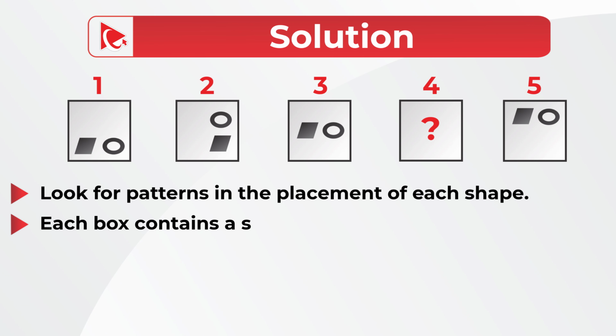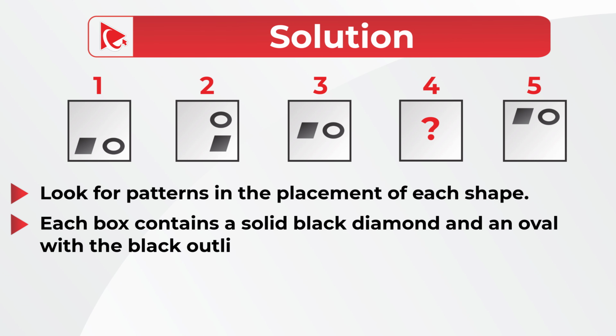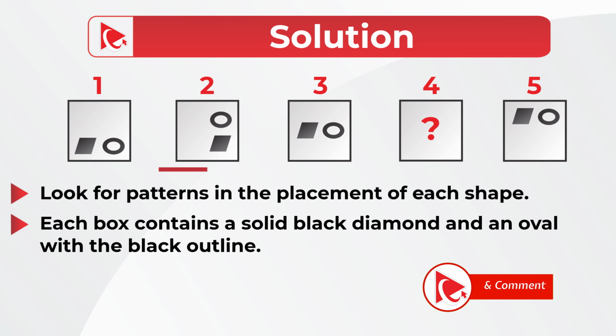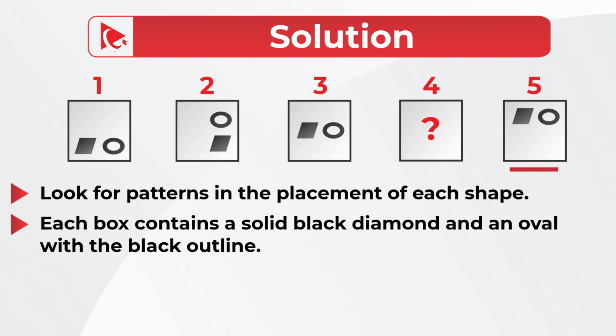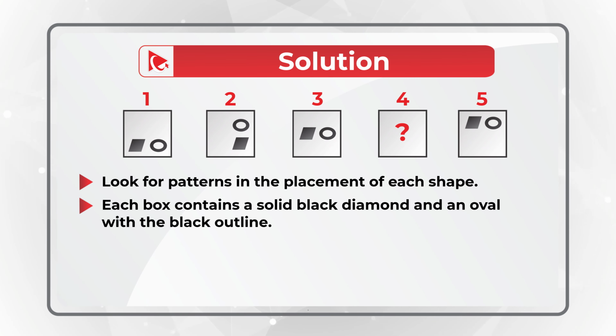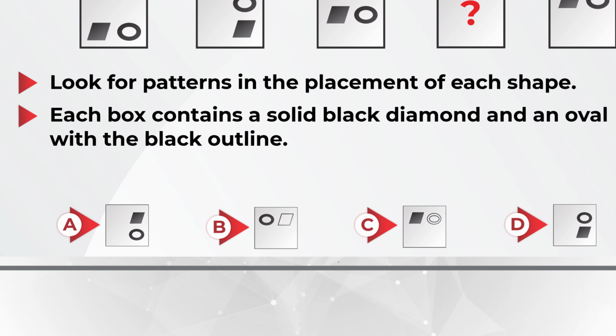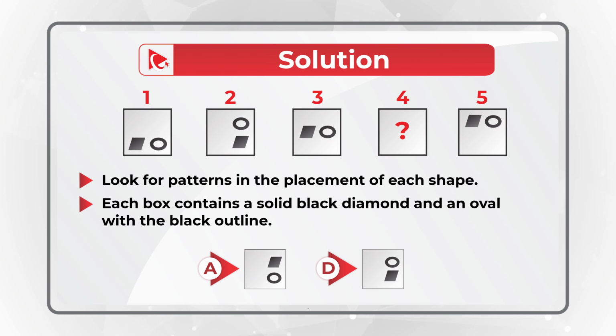You might have noticed that smaller shapes inside the squares are always diamond filled with black and oval with the black outline. This pattern is persistent for shapes 1, 2, 3, and 5. We can safely assume that the square 4 will have similar shapes inside, which automatically exclude choices B and C, only leaving possible choices as A and D.